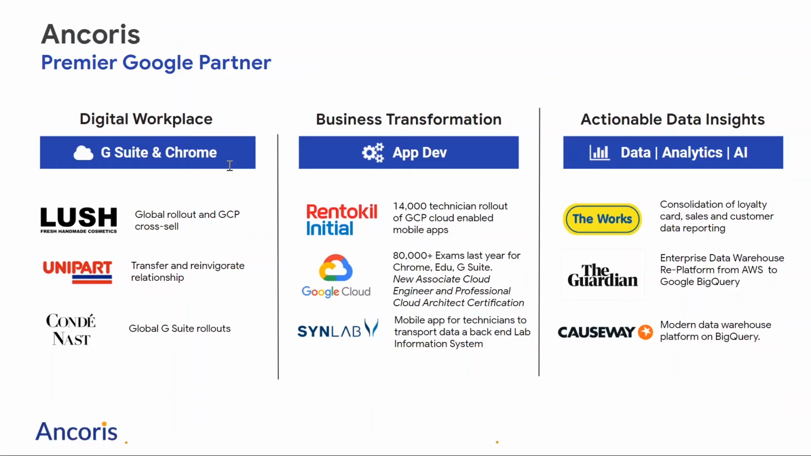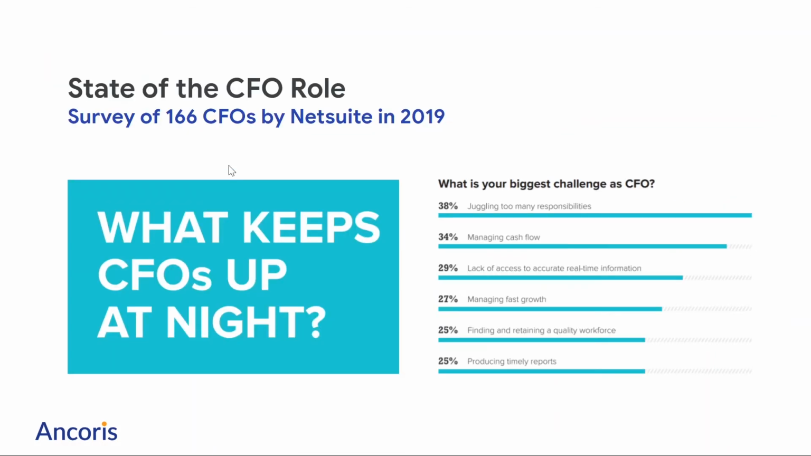So Ancoris is a premier Google partner based here in the UK. Working closely with Google, we help our clients to accelerate their journey across 3 main areas: enabling a digital workplace, in the middle there, driving business transformation, and my particular area, achieving a data-driven culture through actionable data insights.